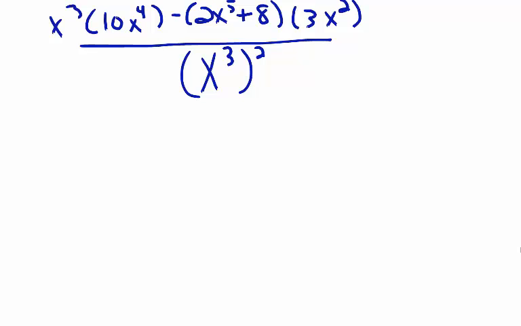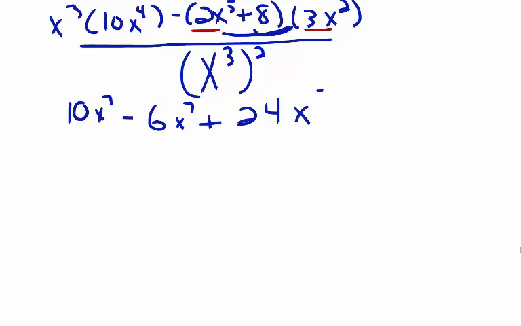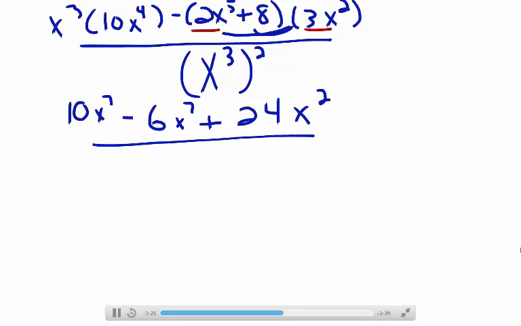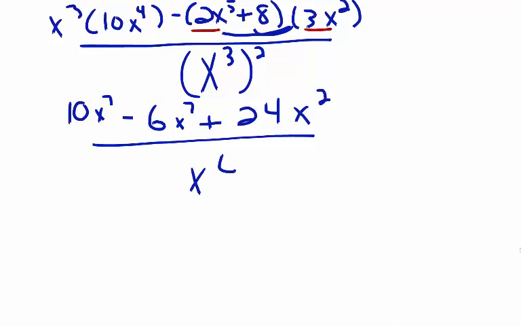Now, let's simplify. So we have x cubed times 10x to the fourth. That gives us 10x to the seventh, minus, and then we'll distribute our 3x squared across our binomial, 2x to the fifth plus 8. So we have 3x squared times 2x to the fifth. That gives us 6x to the seventh, plus, and then 3x squared times 8 is 24x squared, all divided by x to the sixth.